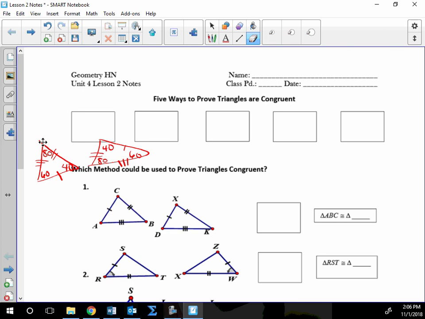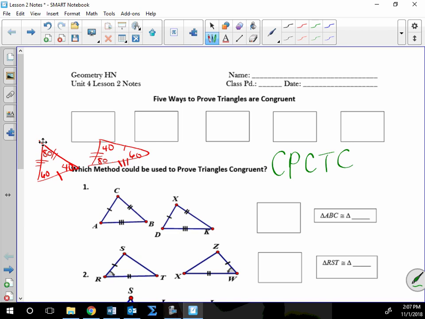Ooh, who can remember what CPCTC stands for? Corresponding parts are congruent. Very close, you've got the correct words, but in the wrong order. So CPCTC, corresponding parts of congruent triangles are congruent. So we have to first have that the triangles are congruent before I can say that my pieces are congruent.